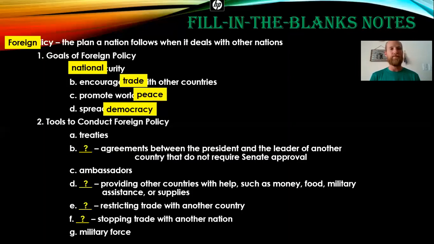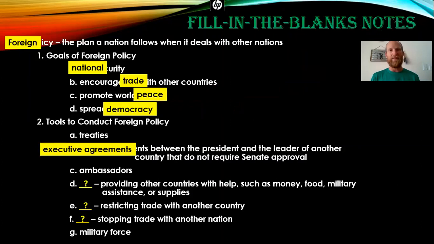So the first one under our tools of foreign policy are treaties. And you may have noticed I didn't put a definition here. That's because we already have that definition earlier in our unit notes. We talked about the powers of the president. He or she has the power to make agreements with foreign countries. However, those agreements need to be approved by 2/3 of the Senate. That's a little bit different than letter B here.